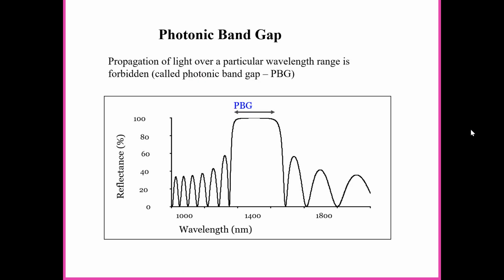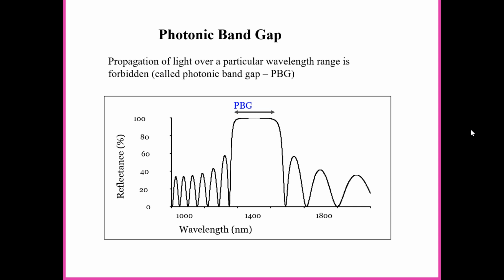So I already told you that the basis of the photonic crystal is the photonic band gap. Here I am giving one example. Propagation of light over a particular wavelength range is forbidden, called the photonic band gap. Here on the y-axis we have reflectance, and on the x-axis the wavelength in nanometers. From around 1200 to 1600, the light is completely reflected, so there is no propagation. We can call this a photonic band gap. This is the backbone of all the photonic crystals.